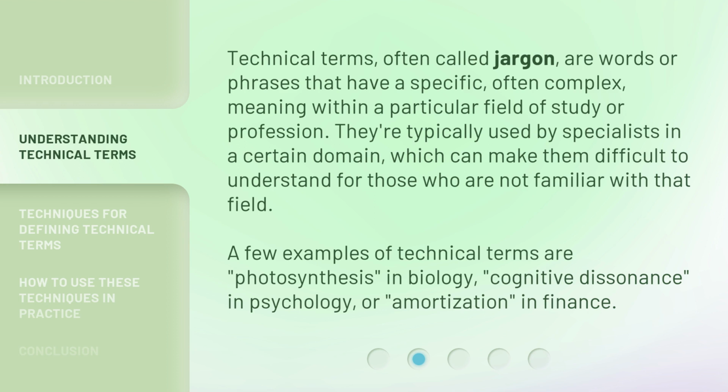Technical terms, often called jargon, are words or phrases that have a specific, often complex, meaning within a particular field of study or profession. They're typically used by specialists in a certain domain, which can make them difficult to understand for those who are not familiar with that field. A few examples of technical terms are photosynthesis in biology, cognitive dissonance in psychology, or amortization in finance.